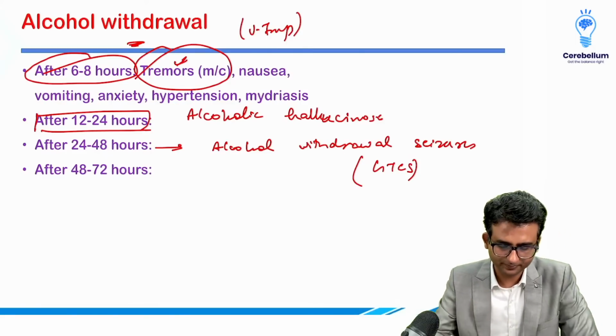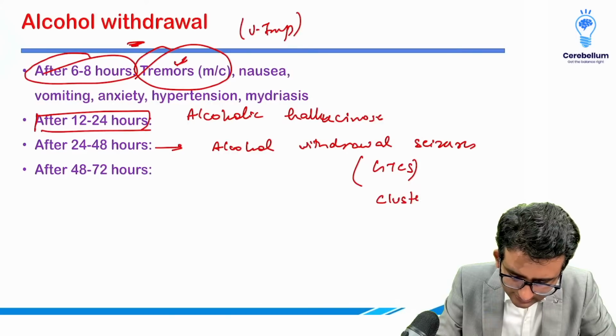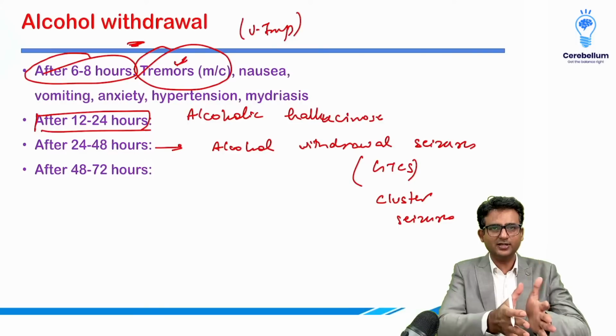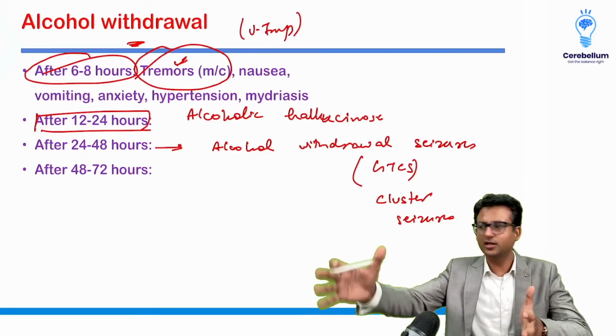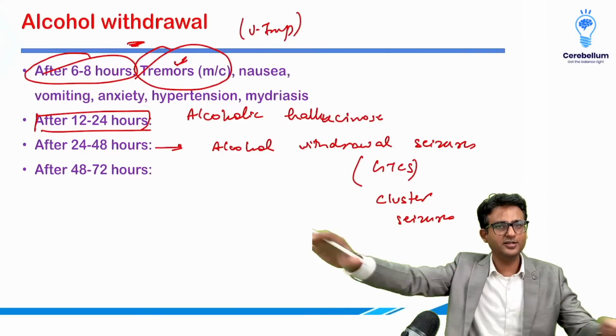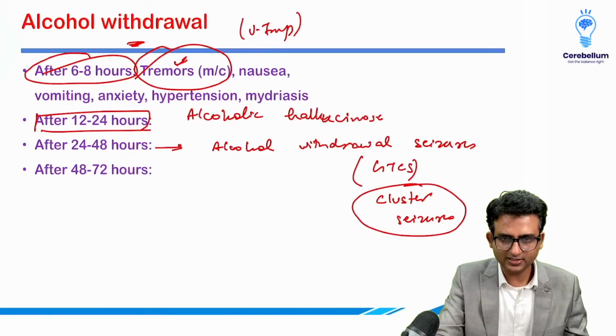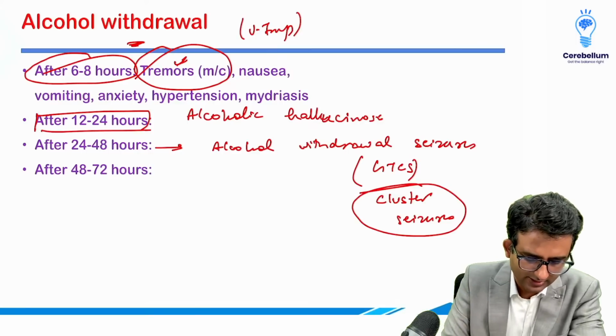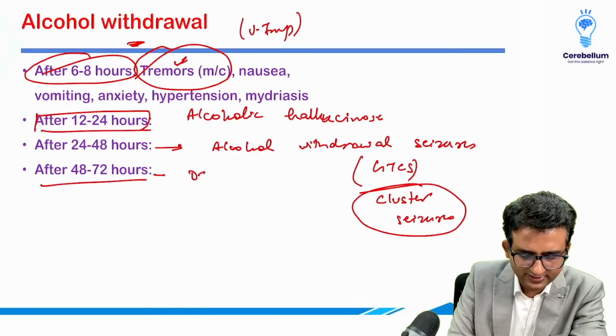Very important. They are also called cluster seizures. What is the meaning of it? You had one seizure, 20 minutes later you had another seizure, 1 hour later you had another seizure. 3 seizures in 1 hour. They are coming in clusters. And the most important MCQ for your exams, after 48 to 72 hours, delirium tremens.